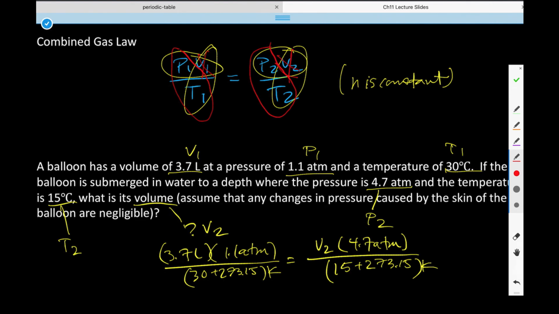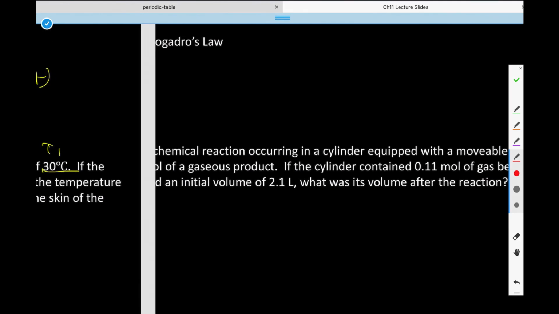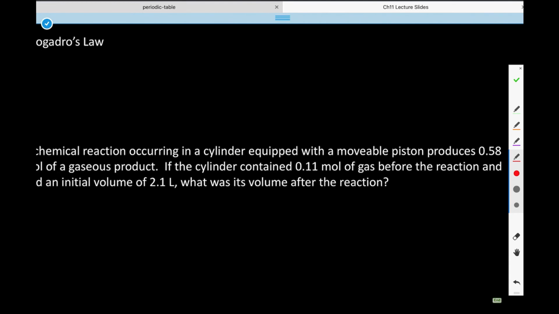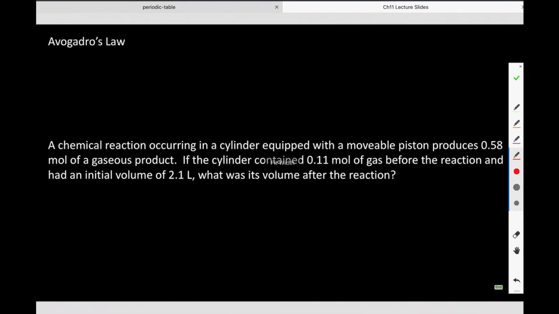It is in some books because depending on how you want to derive the combined gas law, one might be better than the other. But anyway, just things we should know. All right, next up, Avogadro's Law. This one is the relationship between volume and moles, right? So V1 over n1 equals V2 over n2, and again, this means that P and T are constant.